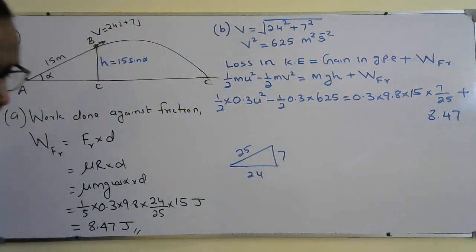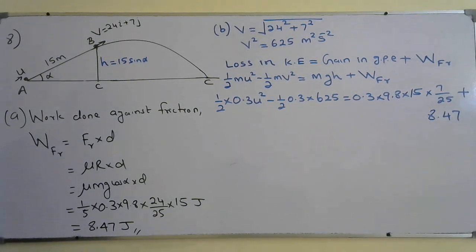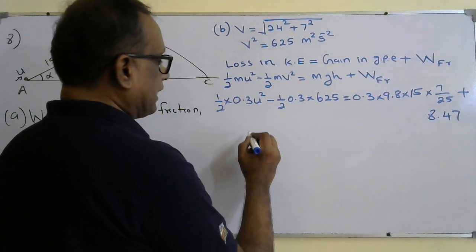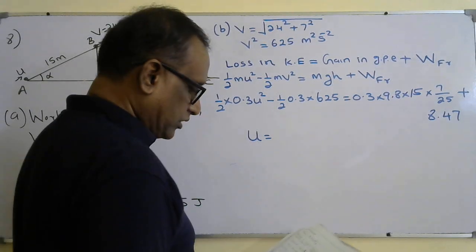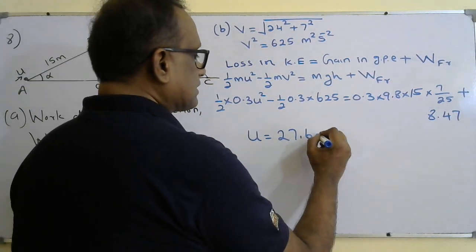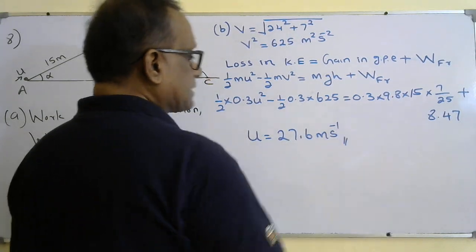Okay, solve it and find the u. All numbers, only u is the unknown. Solve it, you will find the u, that will be 27.6 meters per second.